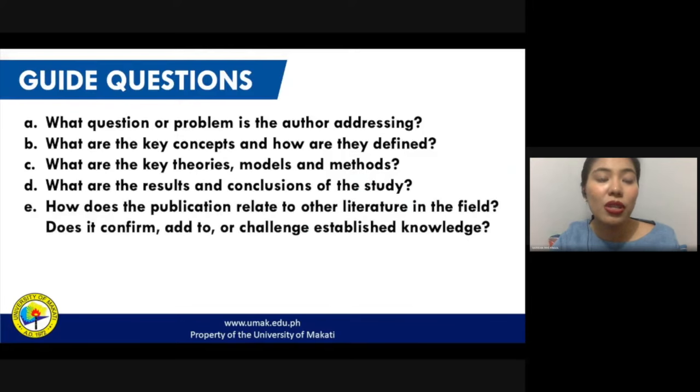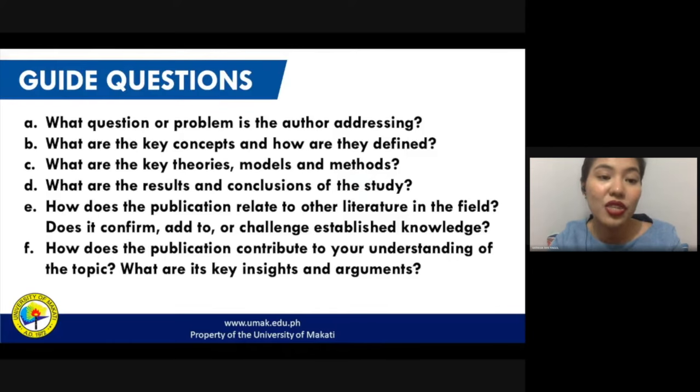And then you can also acknowledge how the publication relates to other pieces of literature in the same field. Would it be a confirmation? Would it add to that field? Or does it actually challenge some established form of knowledge?